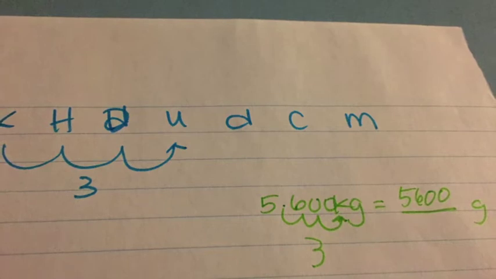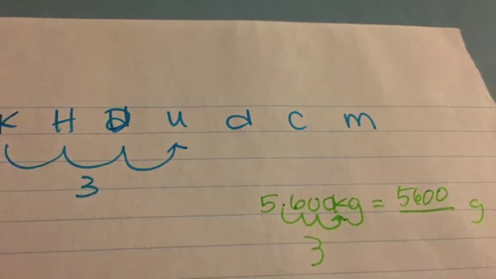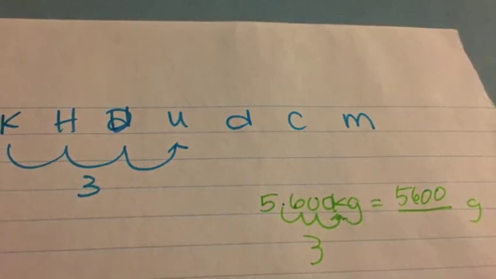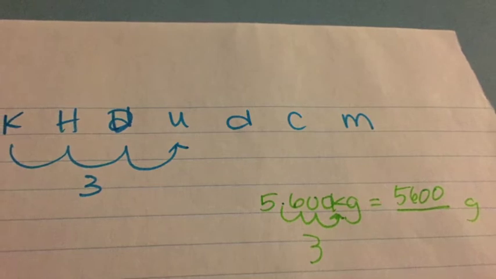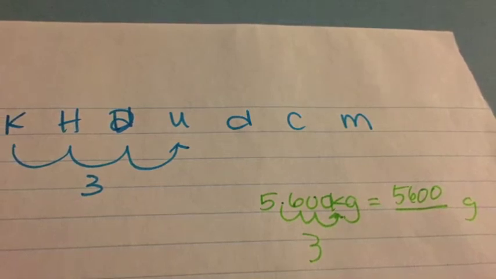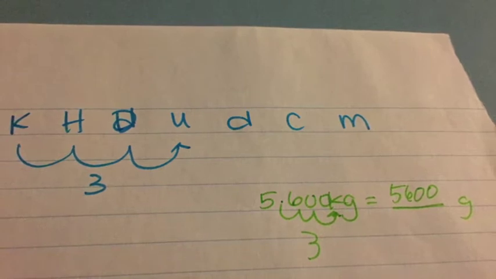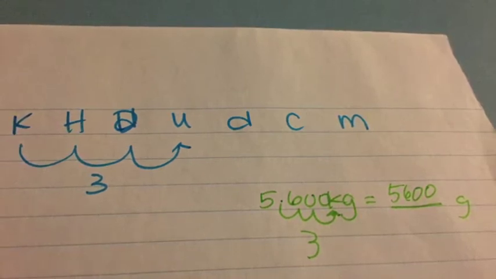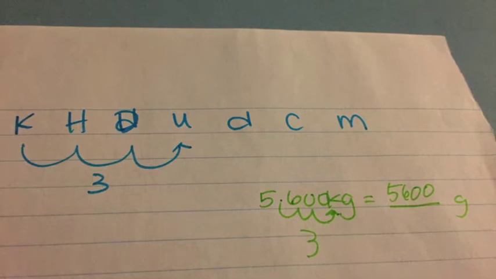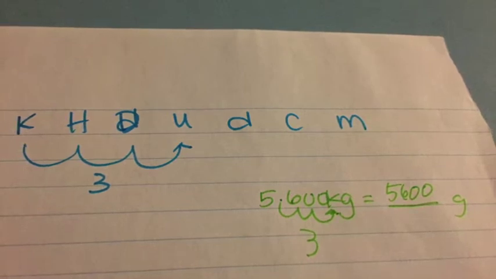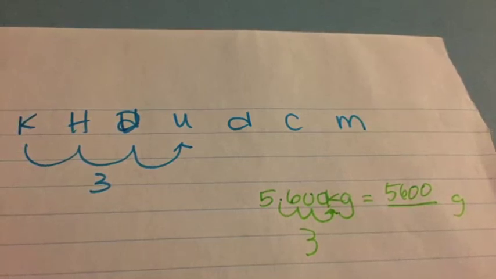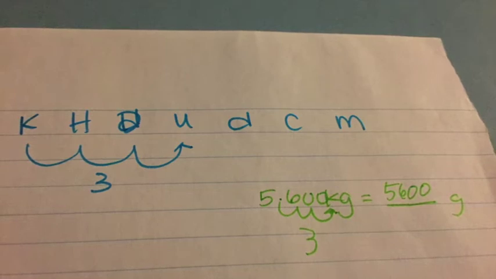So taking the point to the right past the 6, and then 2 more spaces all the way over. And remember, anytime we have extra empty spaces when moving the decimal point over, we just put zeros in those places. So we move the decimal point past the 6 and then past 2 more empty spaces. So we end up with 5,600 grams.